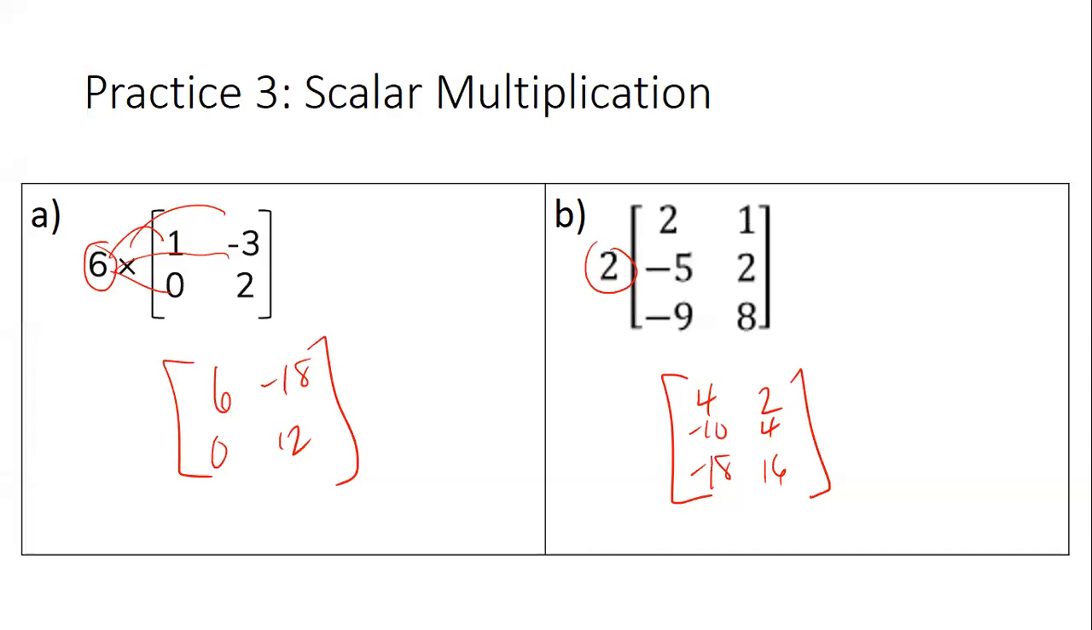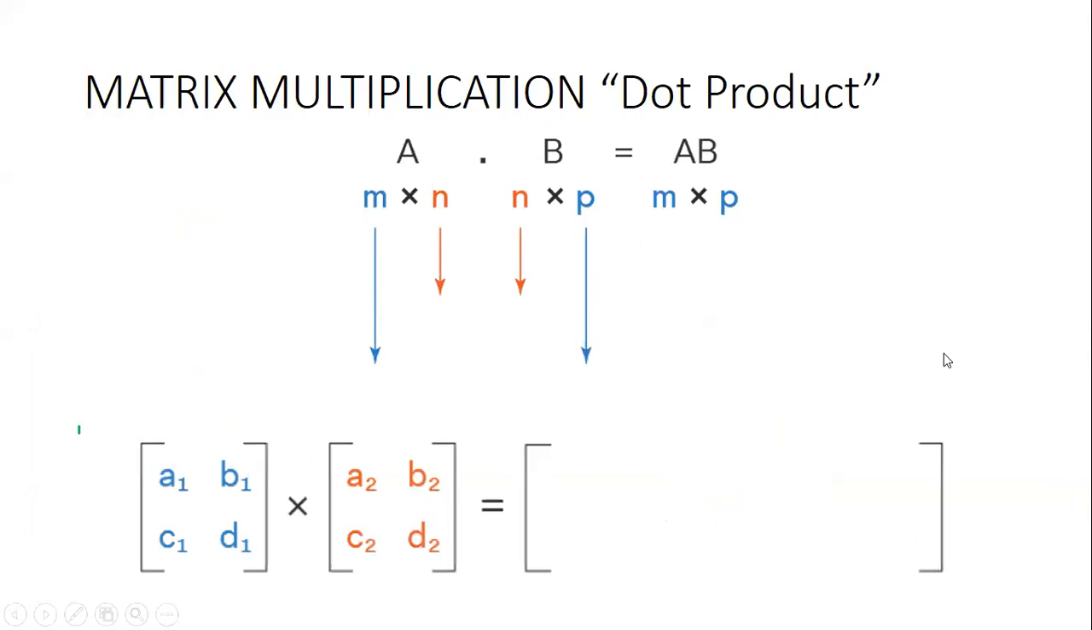All right, so your solutions to your practice 3, fairly easy. We distribute, our little Oprah property. You get a 6, you get a 6, you get a 6, you get a 2, you get a 2. All right, y'all are so smart. Let's move it on to the next part.